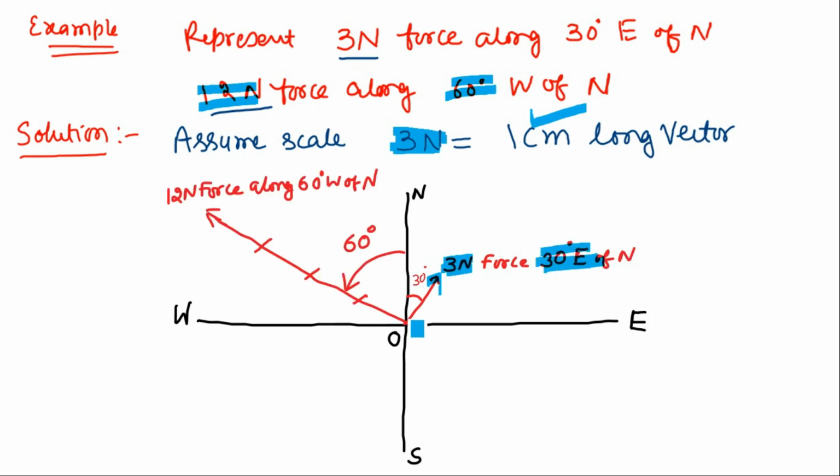Again draw a line of length 4 centimeter. This is 1, 2, 3 and 4 centimeter, whose inclination with the north direction is 60 degree toward the west direction. And now put an arrowhead over this 4 centimeter long line. Then it will represent a vector of magnitude 12 Newton and along the direction 60 degree west of north.